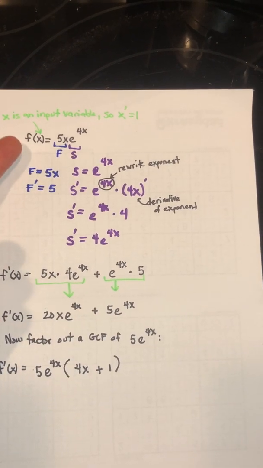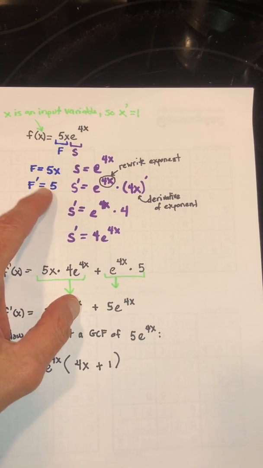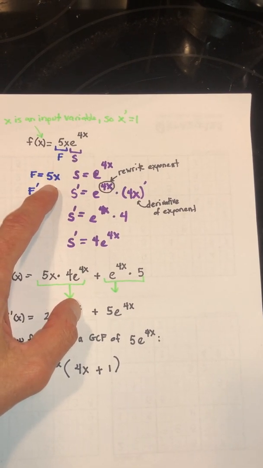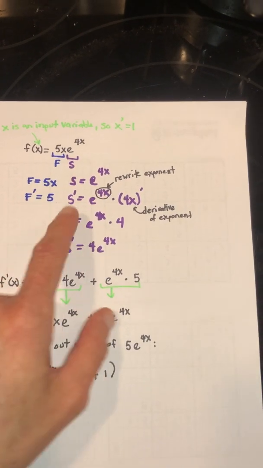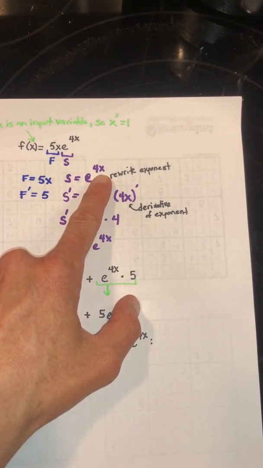And since x is an input variable, x prime is just going to be 1. So the derivative of 5x is just 5. 5x is a linear term. The slope of that would just be 5. And then my second term is an e to the functional exponent up there.